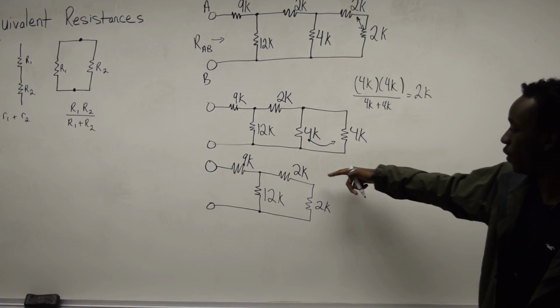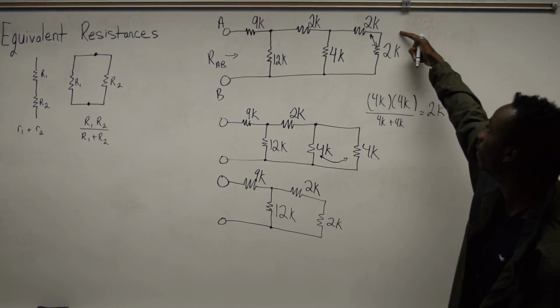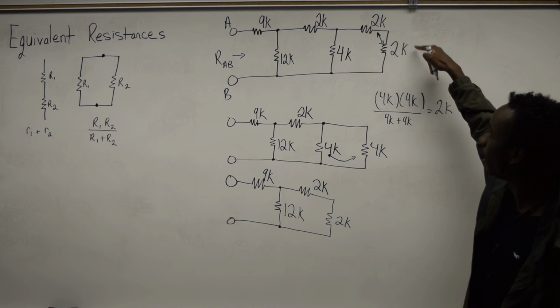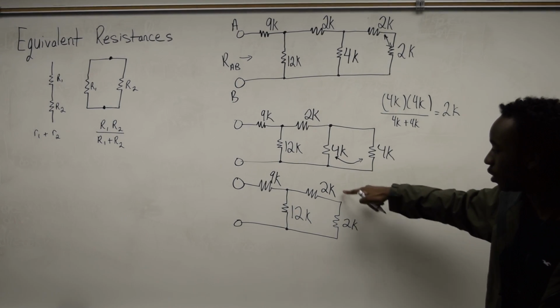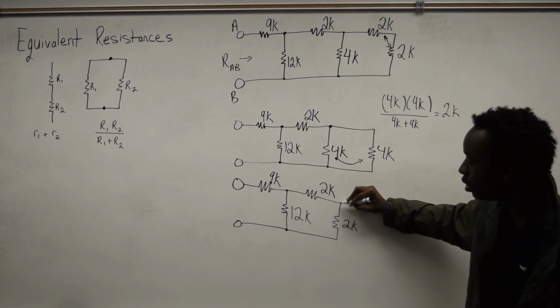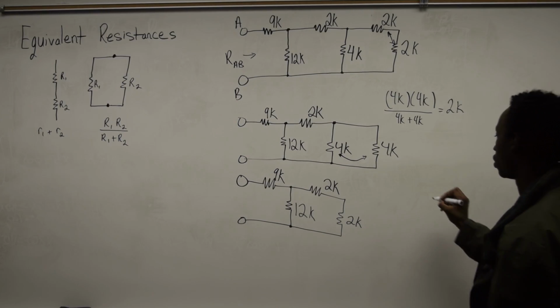This next step is similar to this one, where you both have 2K and 2K. It's the same step with these because there is no connection in between those two resistors. So, redrawing.